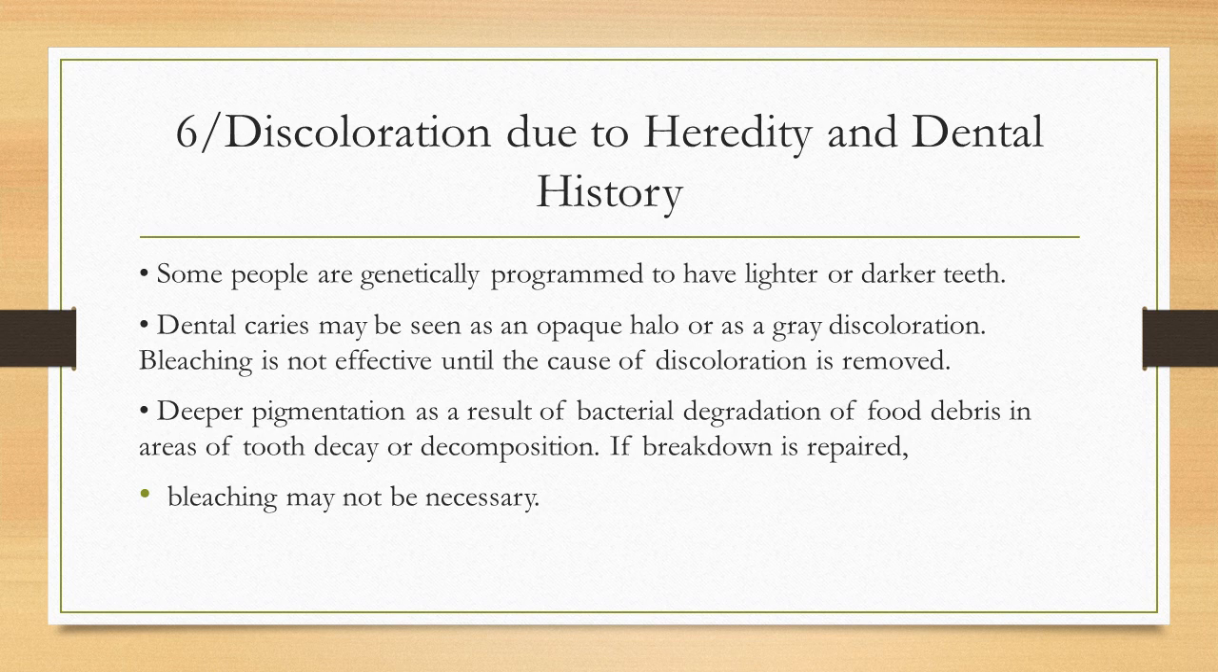Some discoloration can be caused by hereditary factors. It's family genetics: some have lighter teeth, some of them have a darker one. Dental caries, especially in the interior, their shadow will appear as a discoloration. The treatment should be the removal of the caries and filling the tooth. Some deeper pigmentation can be there because of bacterial degradation of food debris, an area of tooth decay or tooth decomposition. So bleaching in such cases is not necessary because it will be ineffective.